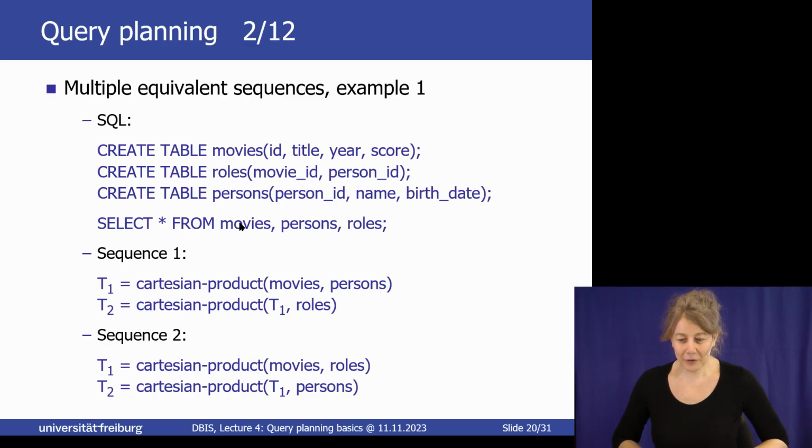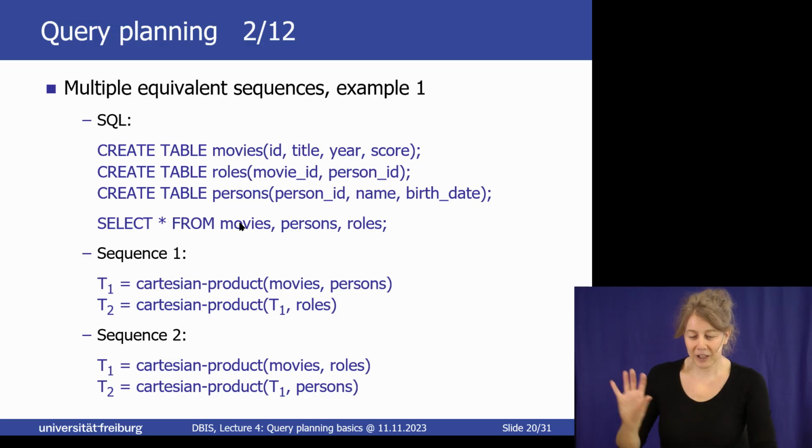And let me break it down. How many possibilities for the first? So for the first, how many? 3. Why? For the first Cartesian product, it's the number of subsets of size 2 of a set of size 3. So it's 3, because I'm leaving 1 out. Either I'm leaving persons out, or movies, and the order does not matter. So 3 of them, and then the next one is clear. It has to be the other. So it's 3 possible sequences here, how I can do it.